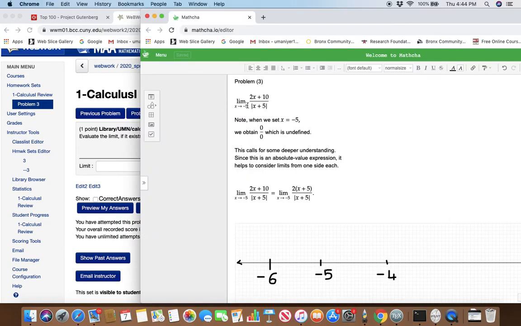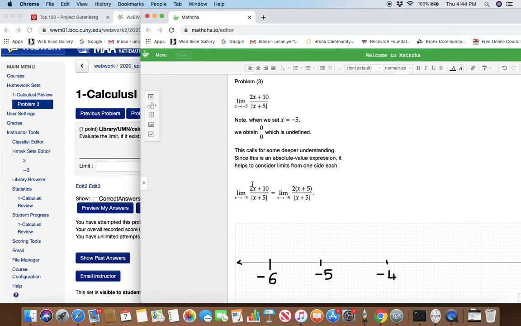In our case, we have x approaching -5, 2x plus 10 over absolute value x plus 5. First, let's set x equals -5. Denominator I get 0. Numerator also I get 0. Which means I need to have a deeper understanding of the problem. Since there is an absolute value expression, it helps to consider limits from one side each. That is, one from the left hand side, one from the right hand side.